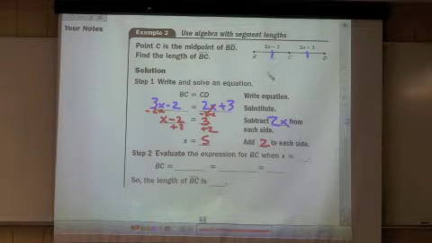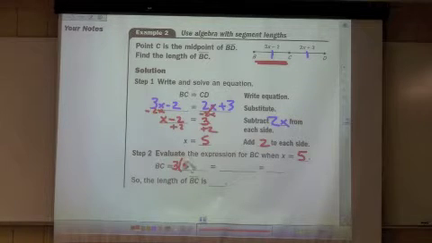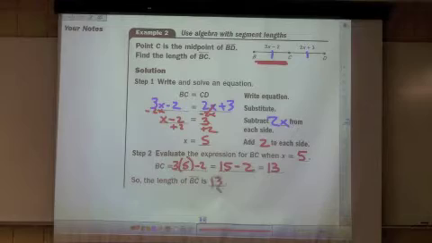Now we found what x is, but that wasn't the question. They asked us to actually find BC. So now we want to evaluate, plug and chug. When x is 5, what's BC going to be? Well, it's going to be 3 times 5 minus 2. So I got 15 minus 2, I've got what? Yeah, 13. Length of BC is 13.